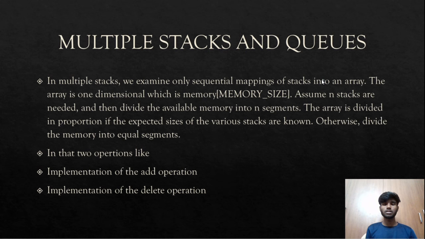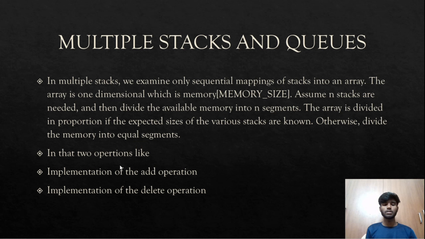Next, multiple stacks and queues. In multiple stacks, we examine only sequential mapping of stacks into an array. The array is one-dimensional, with a memory size. Assume n stacks are needed, and then divide the available memory into n segments. The array is divided in proportion if the expected sizes of the various stacks are known. Otherwise, divide the memory into equal segments.